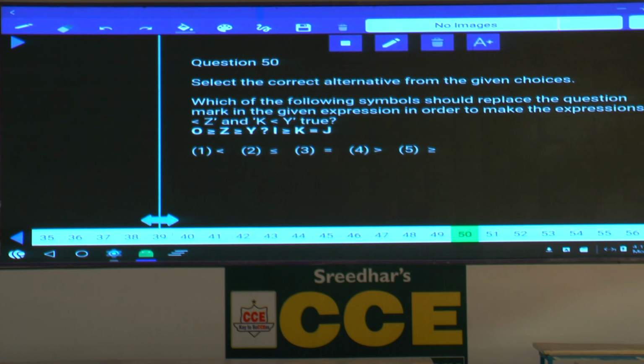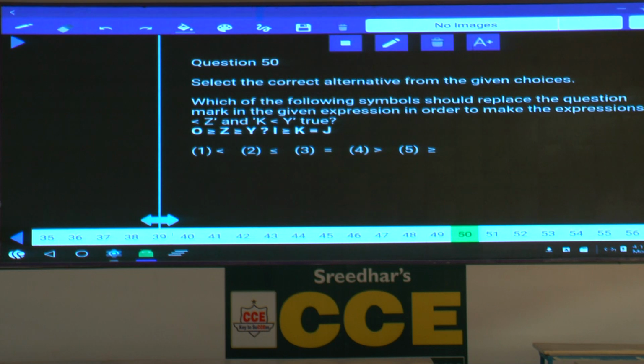Then question number 50. Now, in this question number 50, I lesser than J. Which of the following symbols should replace the question mark in the given expression in order to make the expression I lesser than Z and K lesser than Y definitely true? I is here.